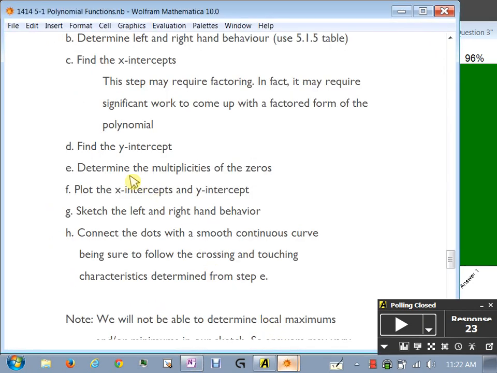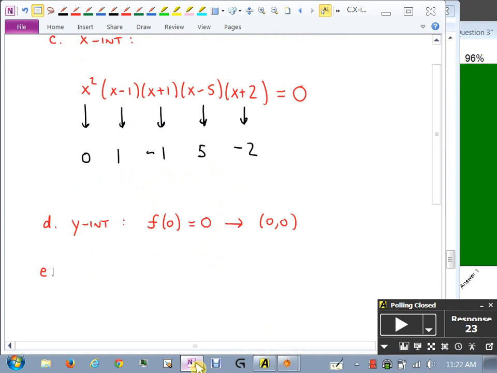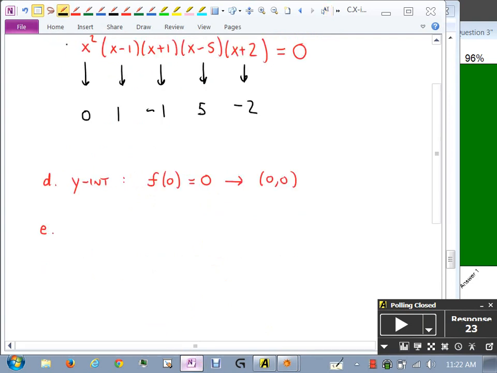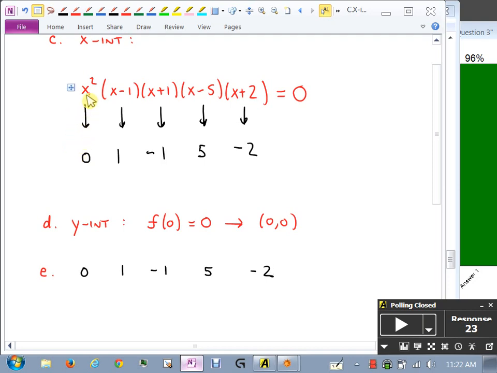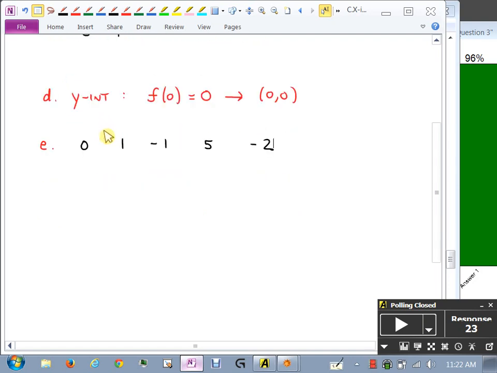Multiplicities. So determine the multiplicities of the zeros. So let's list these zeros out again. 0, 1, -1, 5, and -2. Now tell me what the multiplicity is for this 0 right here. So you go up to it. Where did it come from? It came from this. You look at the power, right? The power is even. Even means bouncing or touching the x-axis. So because of that even exponent, this is going to touch here.